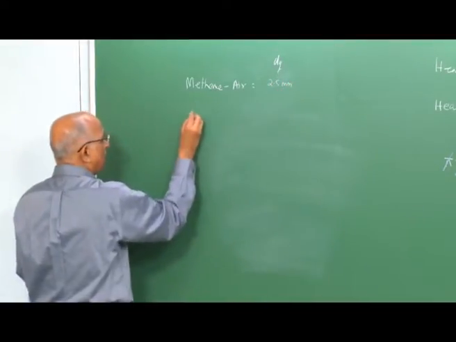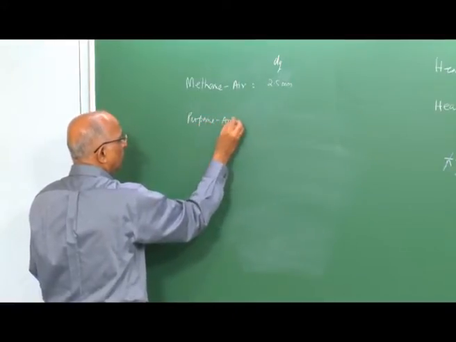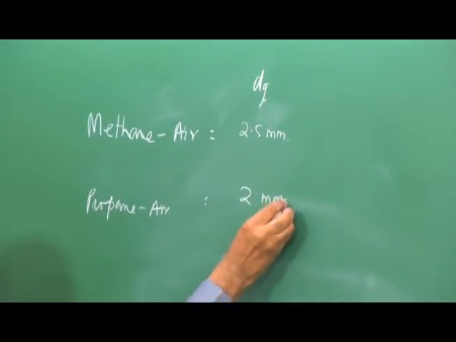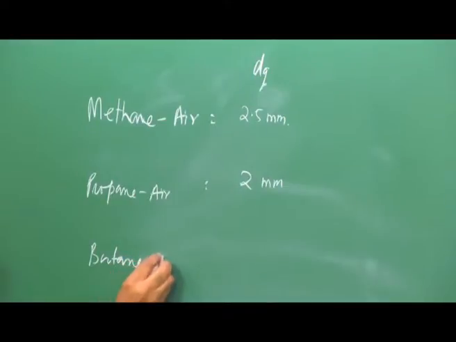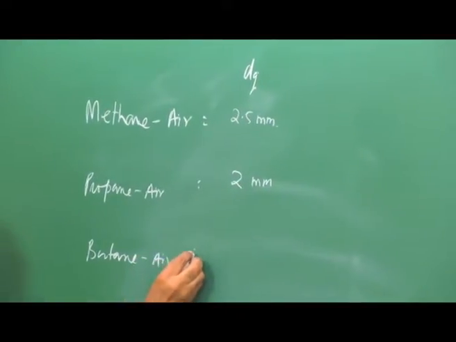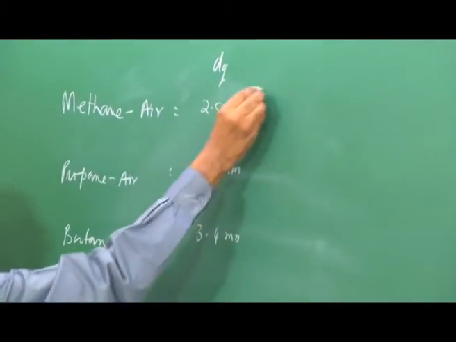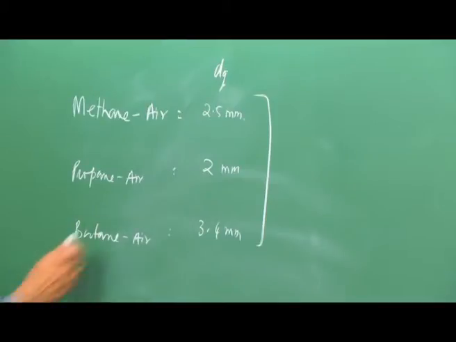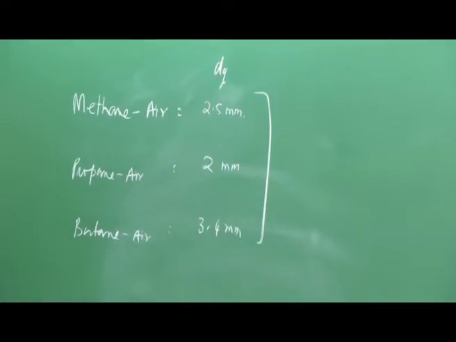When I talk of propane air, the quenching thickness is of the order of 2 millimeters. When I talk of butane air, again it is of the same order, of the order of 3.4 mm. Therefore, we can say for the hydrocarbon gases, which are essentially saturated gases in air mixtures, the quenching distance is between 2 and 3 mm.